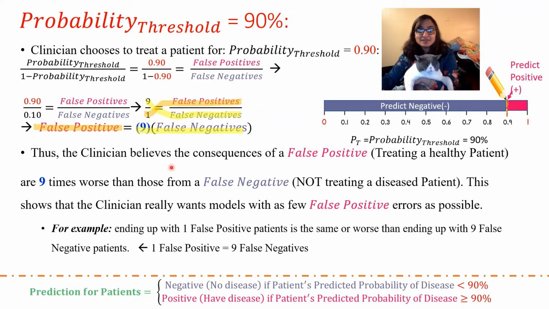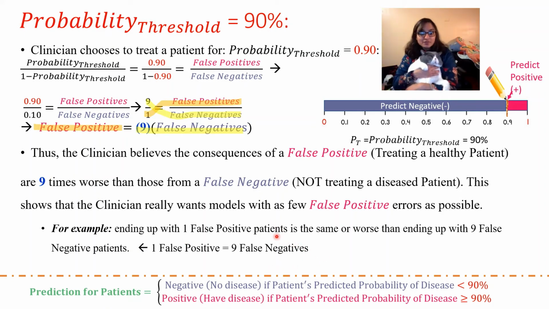So the clinician believes that the consequences of a false positive, of treating a healthy patient unnecessarily, are 9 times worse than those from a false negative, from not treating a diseased patient. So this shows that the clinician really wants models with as few false positive errors as possible, making it very difficult to predict positive. So if you end up with 1 false positive patient, the mistake is just the same or even worse than ending up with 9 false negative patients. 1 false positive equals 9 false negatives.